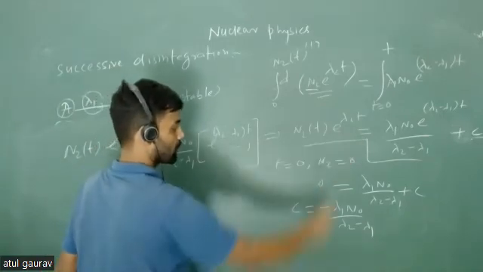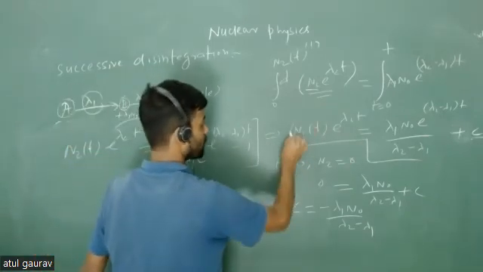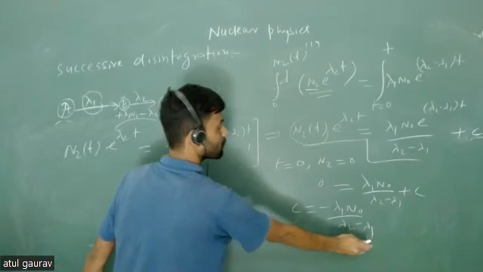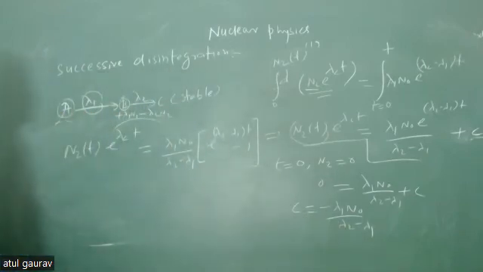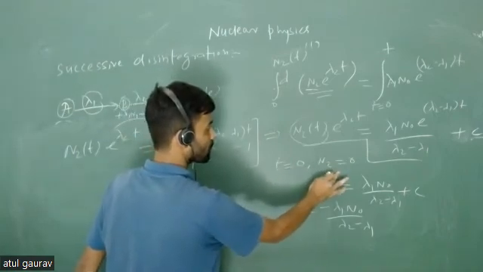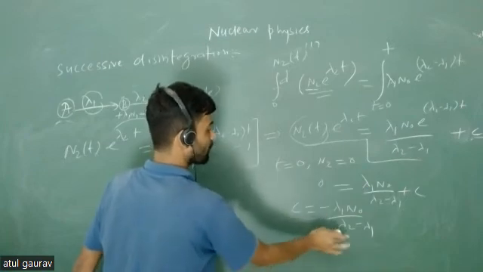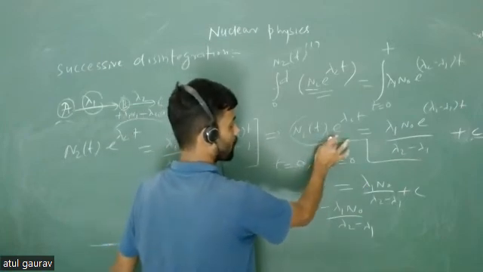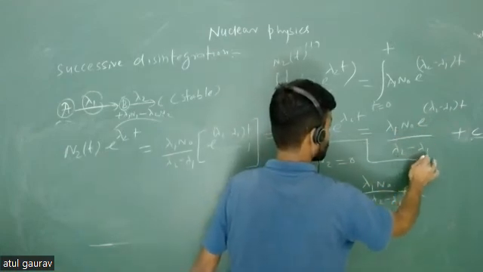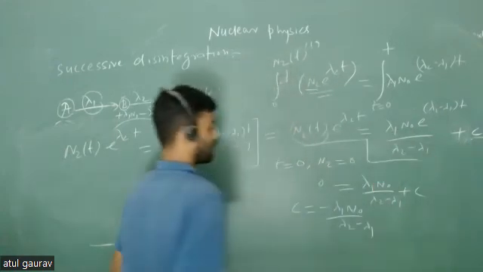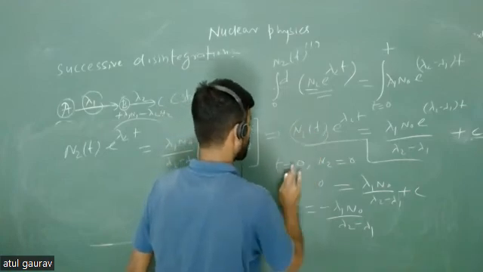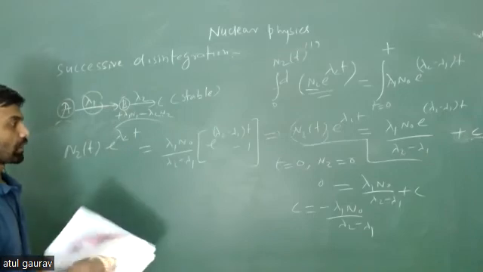If you put t equals to 0, see, at t equals to 0 this term should be 0, right, n2. That is only possible when this c is equal to this, which you can check. n2 will be 0 at time t equals to 0. That is only possible when c is this. So lambda 1 n naught divided by lambda 2 minus lambda 1 minus this will be 0. If suppose c is 0, then n2 cannot be 0 at time t equals to 0. Did you get what I'm saying?